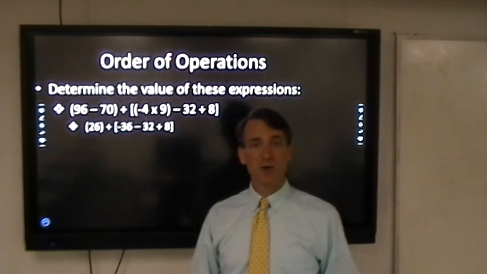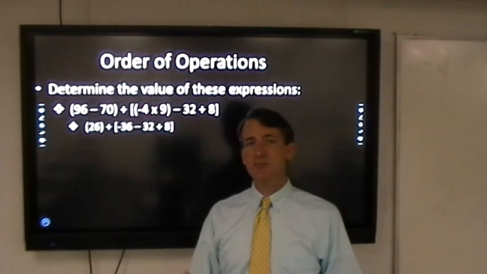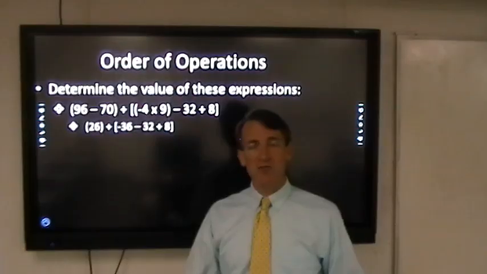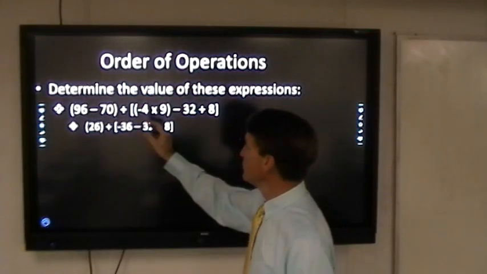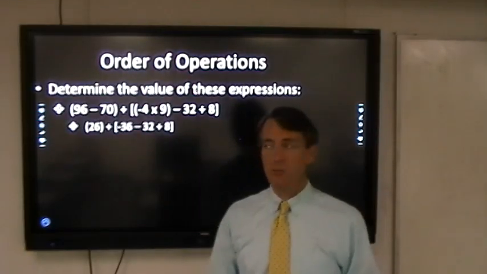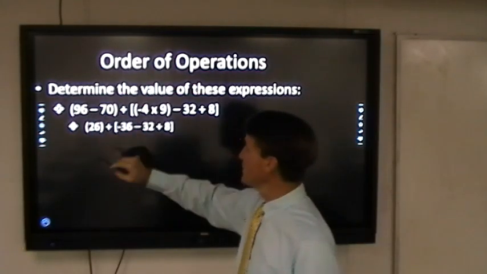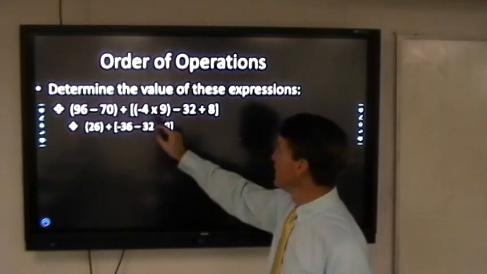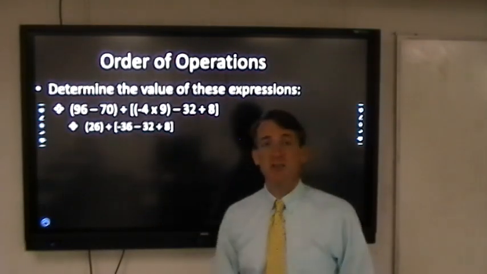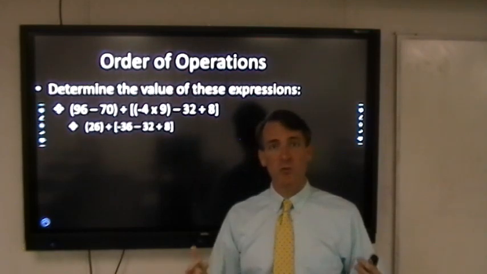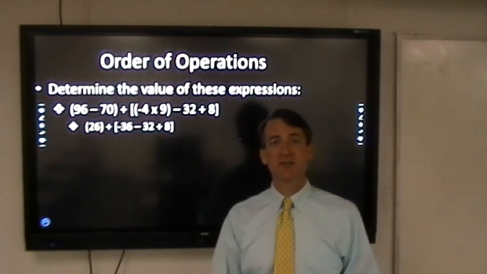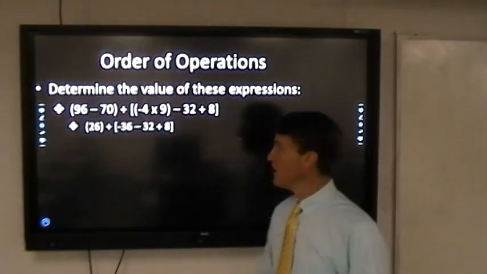So there are some ways to combine steps. Just be careful. If in doubt, don't do it. Just do one step at a time. But here I did do both sets of parentheses simultaneously. So the 96 minus the 70 giving me 26, and the negative 4 times 9 giving me negative 36. Remember, when we multiply two numbers with opposite signs, their answer is going to be negative.